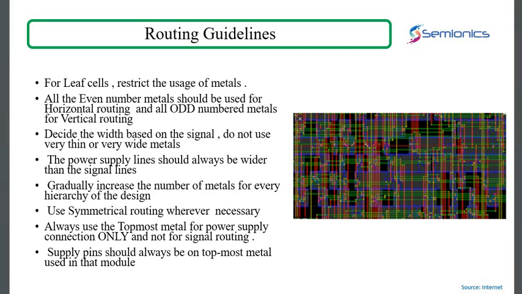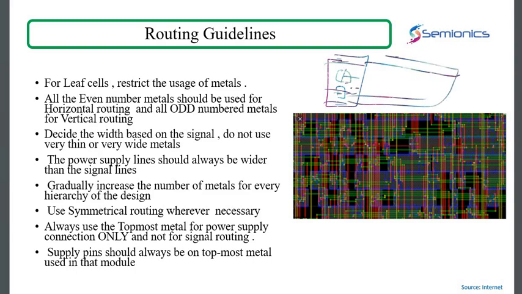Okay. For a leaf cell, restrict the usage of metal. What it means is, a lower level cell, say a gate, for example, any gate, you can complete the whole connection in basically metal 1 or a maximum of metal 2 in some cases. Even the largest flip-flop given by the library, you don't use metal 3 over there. That would be an inefficient way of doing a layout.